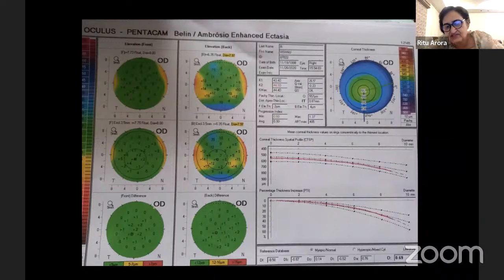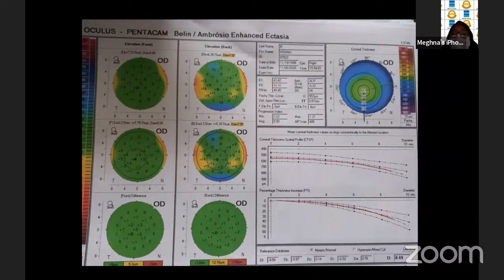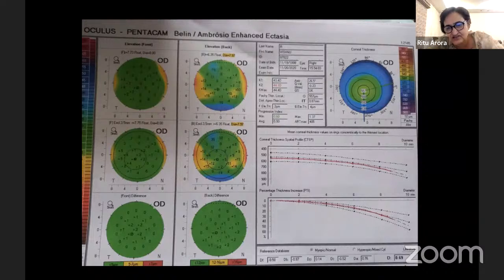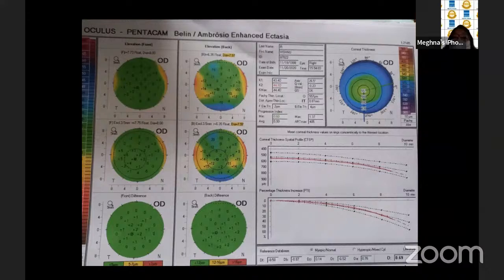Then there's another thing which is on the right side. What is this? Corneal thickness spatial profile and percentage thickness increase. And what are these 3 lines drawn in that? Ma'am, basically it gives the progression of the thickness. Like the cornea is the thinnest in the center. The thickness is around 500 in the center, and it's increasing in the periphery. So it's a normal cornea.